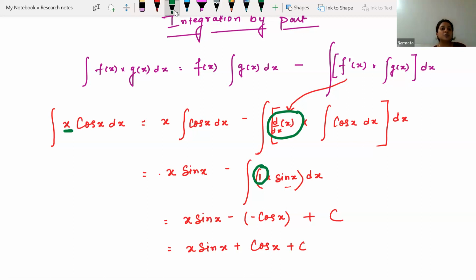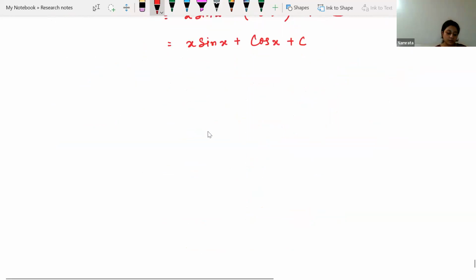So let's do a few more questions like this. The next question can be, suppose we have to do, we will be coming to log x. Let's see. Let's do a simple question, that is x e to the power x dx. Again, integration by parts rule.